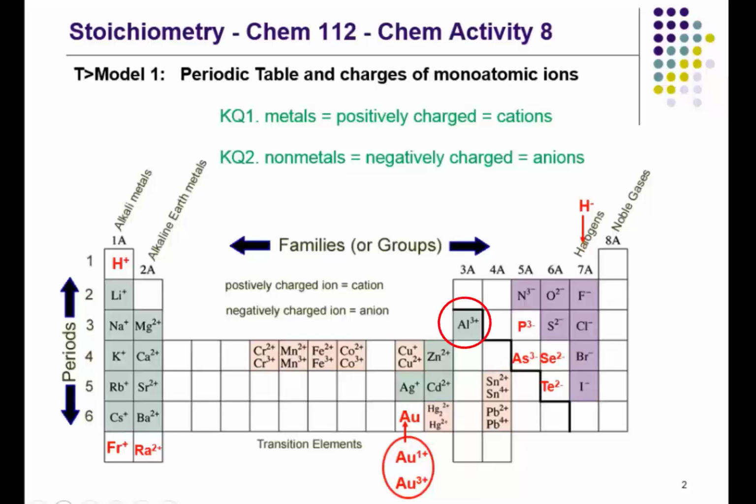Notice aluminum. Aluminum has a +3 charge as a cation, and that would be as expected based on the fact that it's found in the third column. The element right below aluminum is gallium, and that too we would predict would have a +3 charge as a cation. Therefore, for our purpose, most of the main group elements have ions with predictable charges. Most of the transition elements and some of the other metals like lead and tin have variable charges.